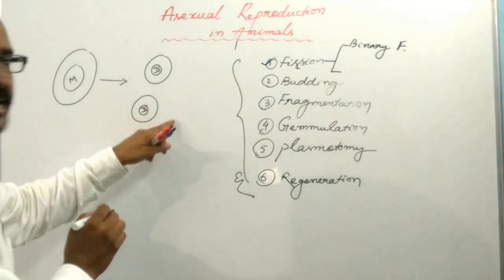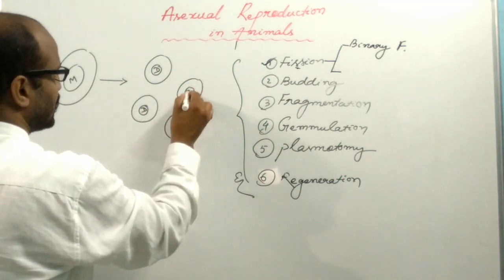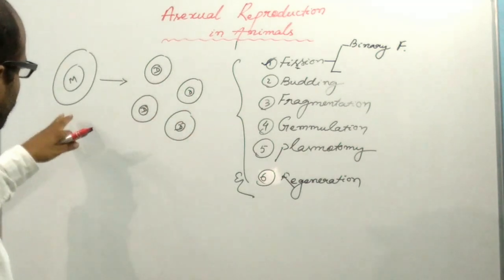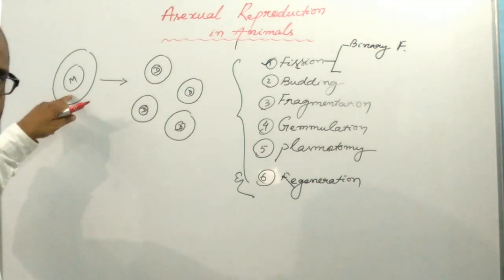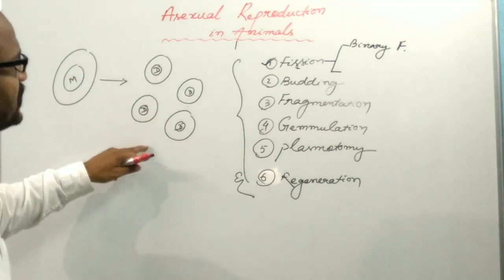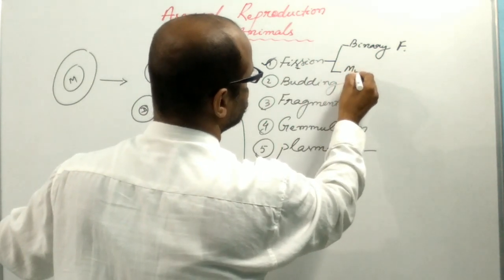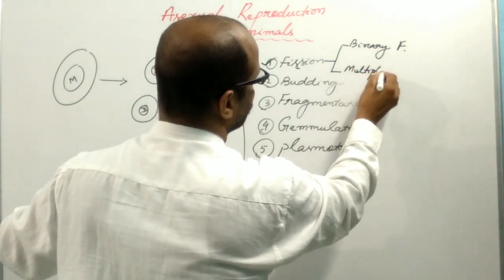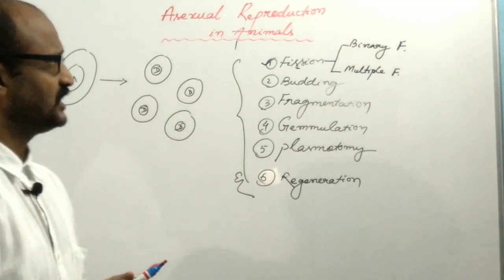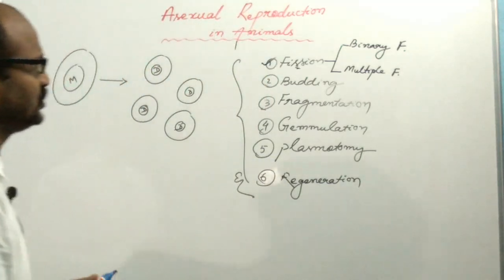If more than two individuals are produced, suppose this is another one, this is another one, four offspring are produced by the division of this mother cell or mother body, then the fission process is known as multiple fission. So there are two types of fission: binary fission and multiple fission.